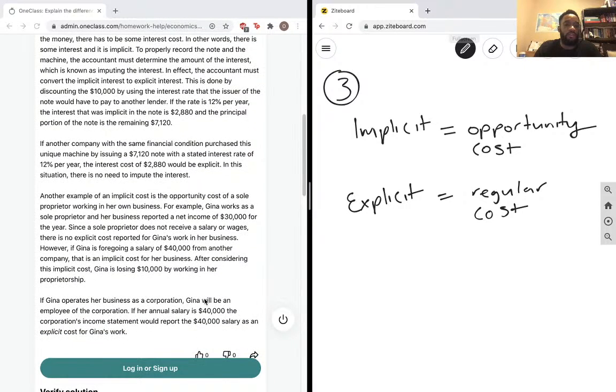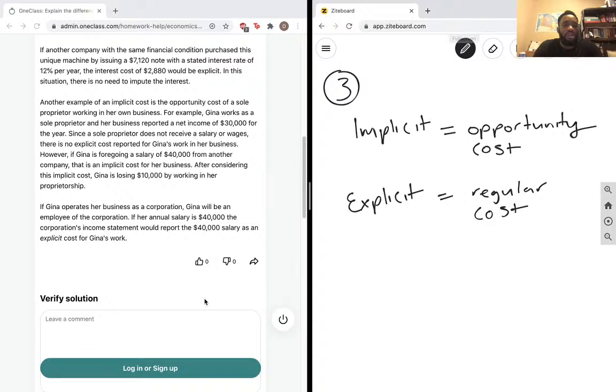If another company with some financial condition purchased the unique machine by issuing a $7,120 note with a stated interest of 12% a year, the interest cost of $2,880 would be explicit. In this situation, there is no need to impute the interest.